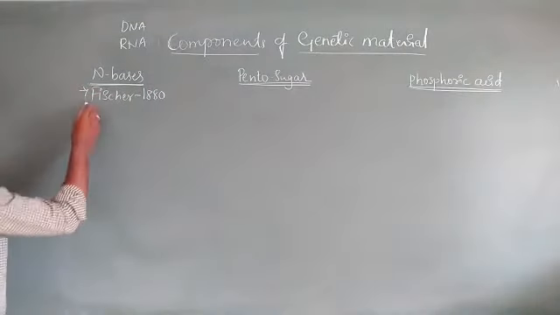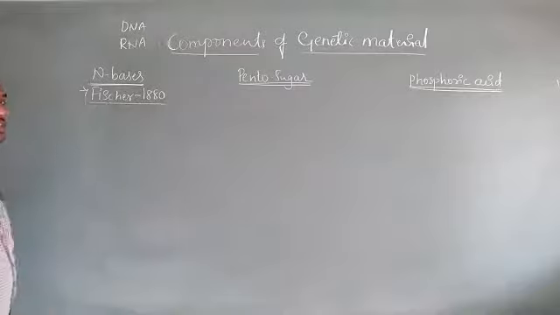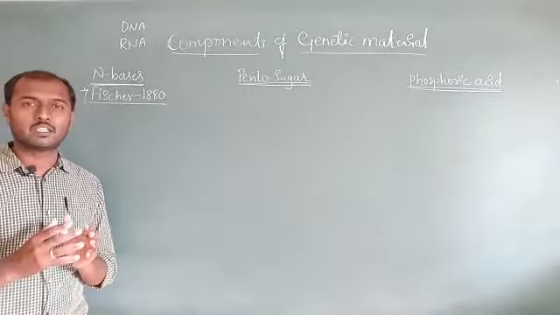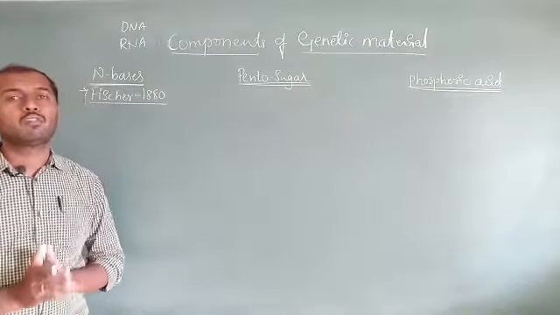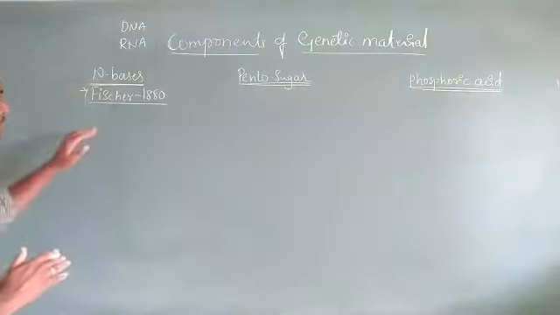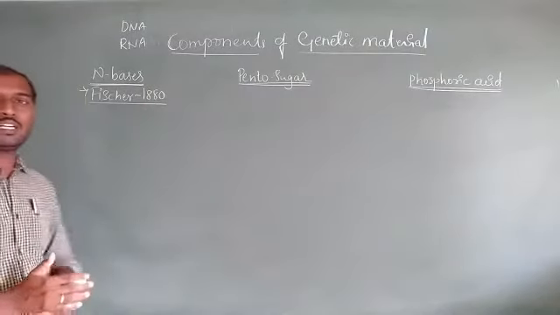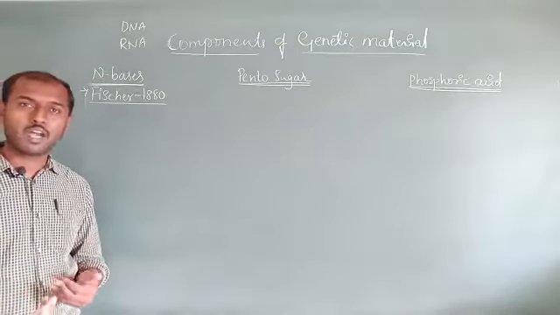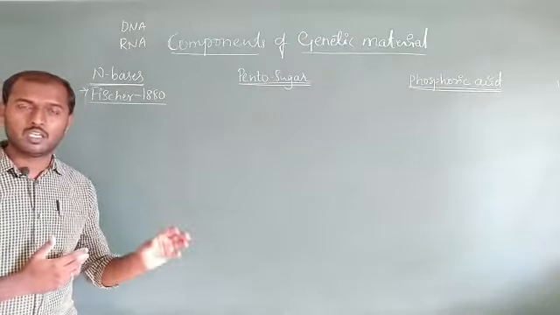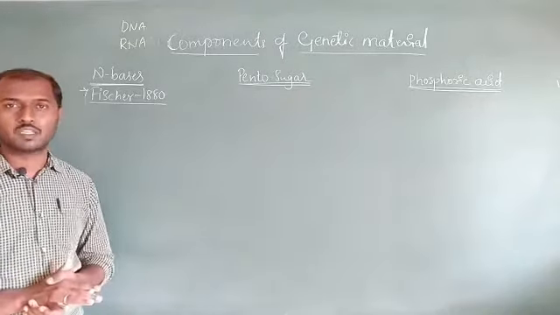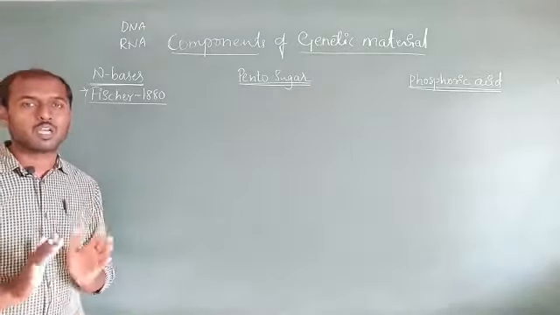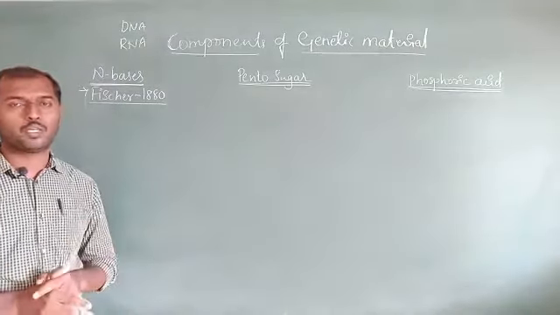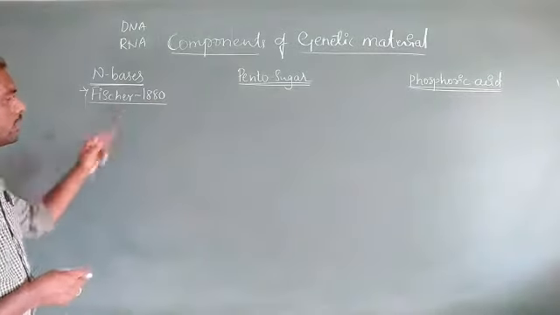The nitrogen base was discovered first. Who first identified or discovered that DNA or RNA, the genetic material, has nitrogen bases? That is Fischer, in the year 1880. He first discovered this in 1880. He identified that DNA or RNA has nitrogen bases. He did not isolate them; he just identified what is present as a basic component of the genetic material. That is the nitrogen bases.